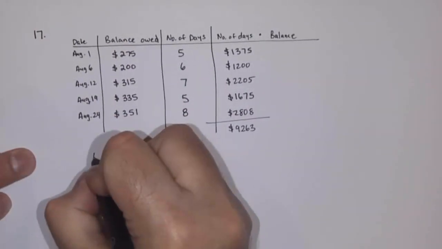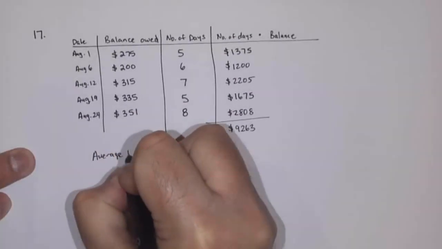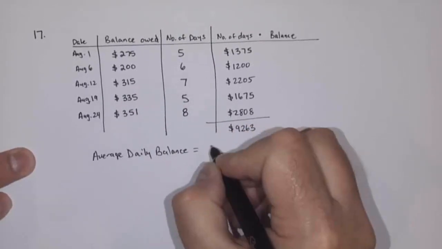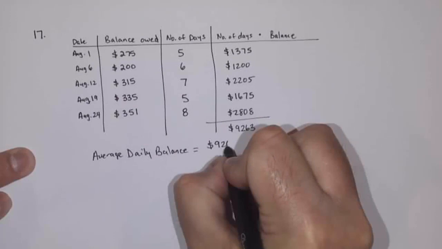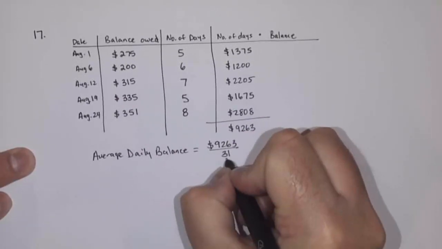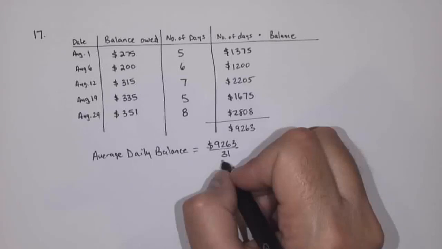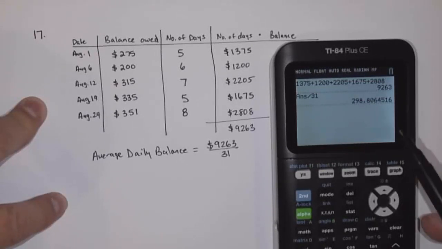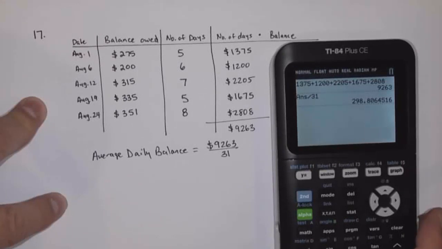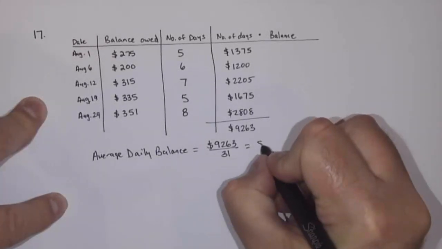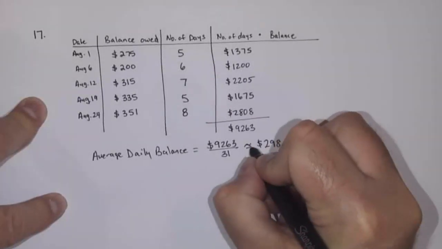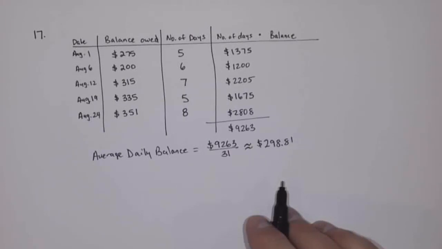And so our average daily balance is going to equal that 9,263 divided by 31, because there are 31 days in August. So if I take that 9,263 divided by 31, that is an average daily balance of $298.81. So $298.81, that's technically approximately equal to.